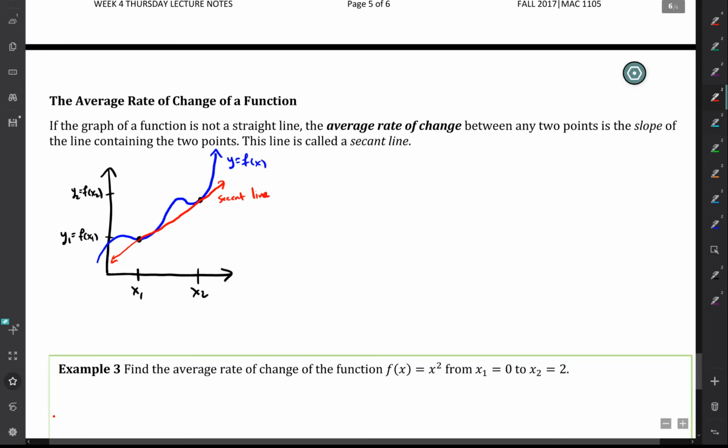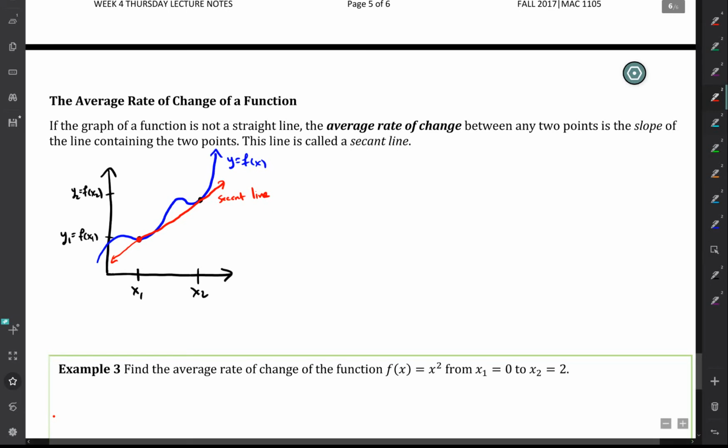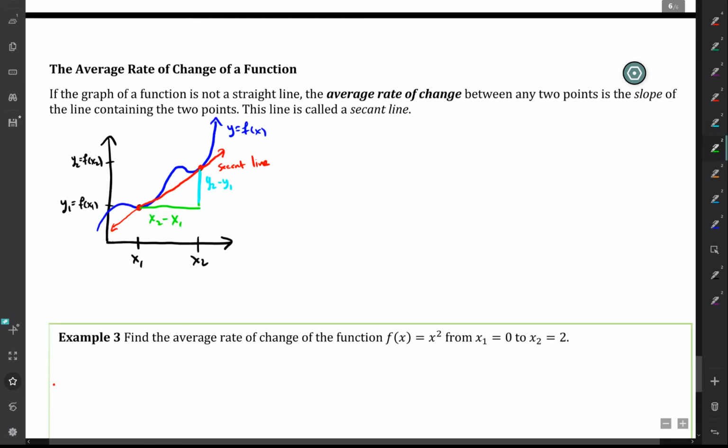So these are just 2 points on this curve, y equals f of x. And now we're going to find the average rate of change or the slope of that red line right there. So that's the change in y, which is y2 minus y1, over the change in x, which is x2 minus x1. So this agrees with our definition of slope before, but now we're taking the slope of this red line.